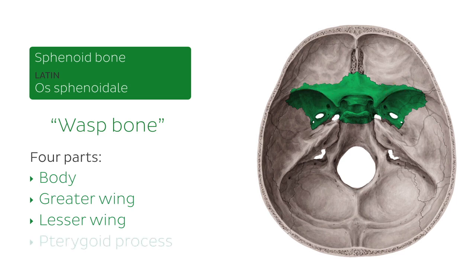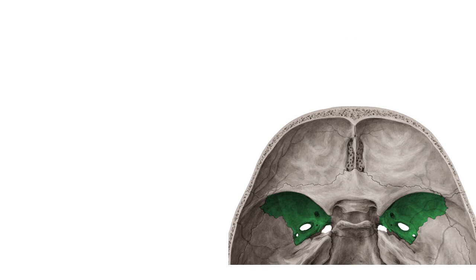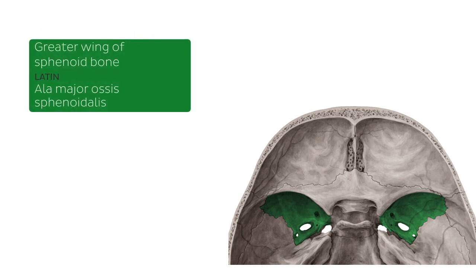Now, we cannot see the pterygoid processes. We can only see them from an inferior or lateral view of the skull. But I just wanted to add them to the list so you know that the sphenoid bone is comprised of these 4 main parts. Now we're going to focus on this one that you see here highlighted in green. These are the greater wings of the sphenoid bone.